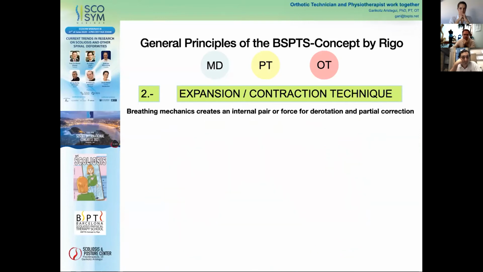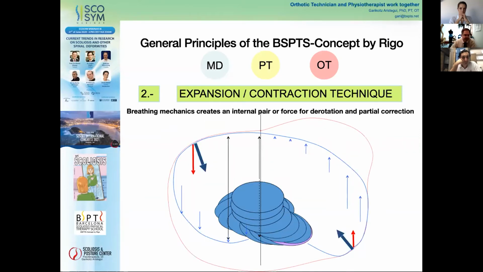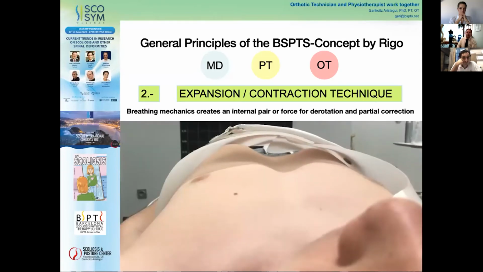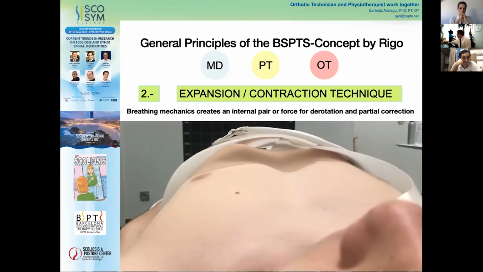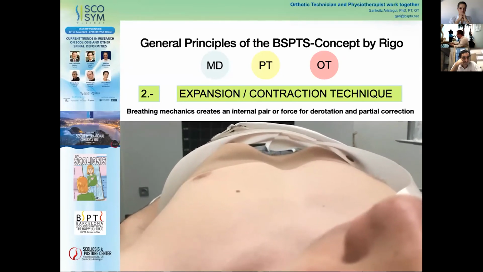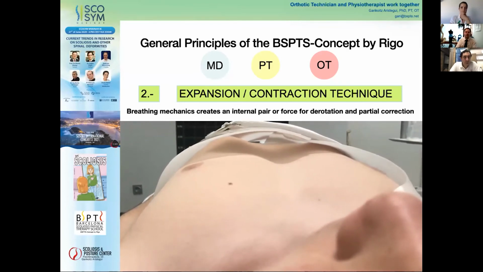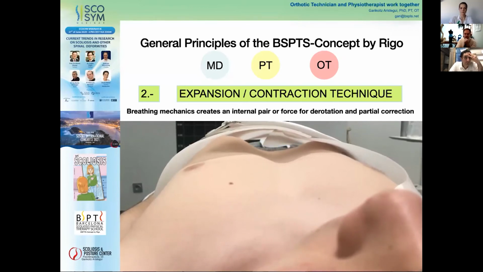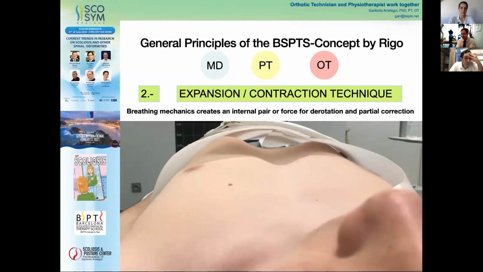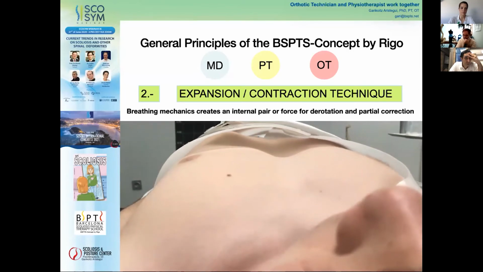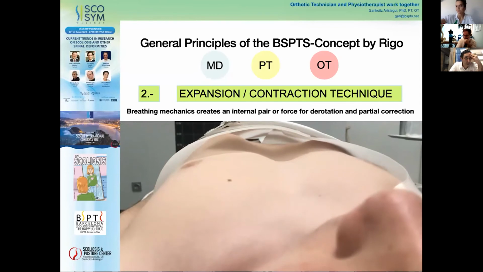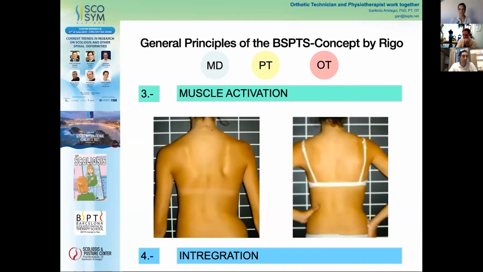The work that we are going to do is this one, using this pair of forces to start with the rotation process, not only as a physiotherapist, but also with the brace. Here we can see this video, and it's very clear how on the right side, with the brace, we do some point saying this is the stop point, and in the other area, we are going to create a space to have the possibility to increase the volume there. Perfect. The third general principle of the BSPTS is muscle activation.